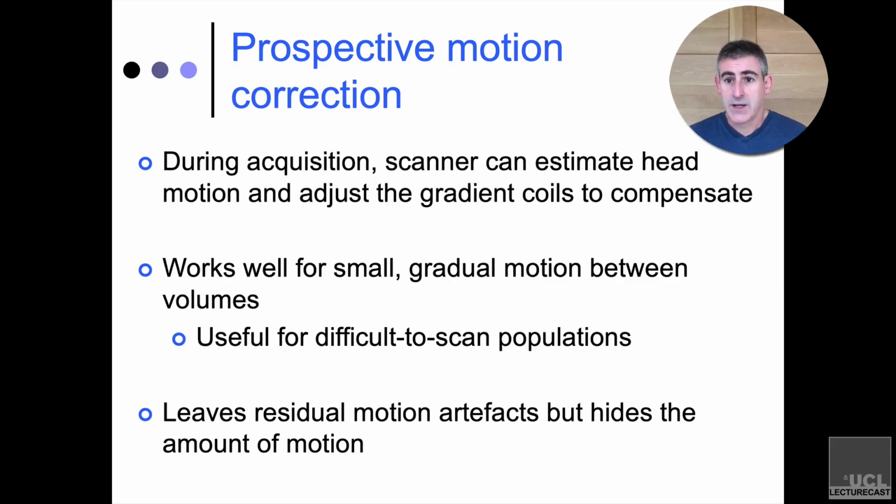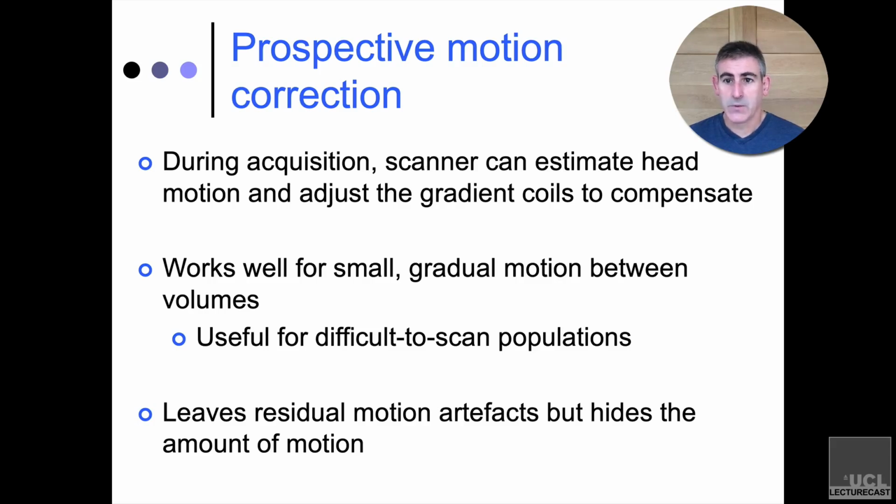And of course, all of the motion that comes from heart rate and breathing and things like that is also corrected for, because it's happening at the same sort of speed as these corrections to the gradient coils. So in many ways, this is an optimal way to do things. And it does work extremely well for small gradual motion between volumes, right? Because the key is, if you estimate this correctly, if you estimate it wrong, you're going to enhance the effects of motion. And small movements of the head that are smooth and continuous are easy to estimate.